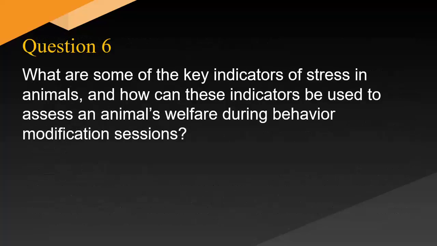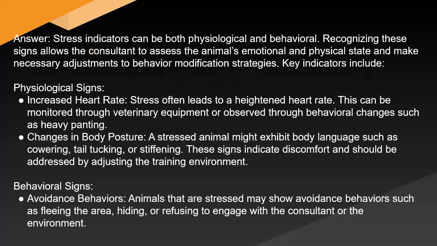What are some of the key indicators of stress in animals, and how can these indicators be used to assess an animal's welfare during behavior modification sessions? Answer: stress indicators can be both physiological and behavioral. Recognizing these signs allows the consultant to assess the animal's emotional and physical state and make necessary adjustments to behavior modification strategies. Key indicators include physiological signs.